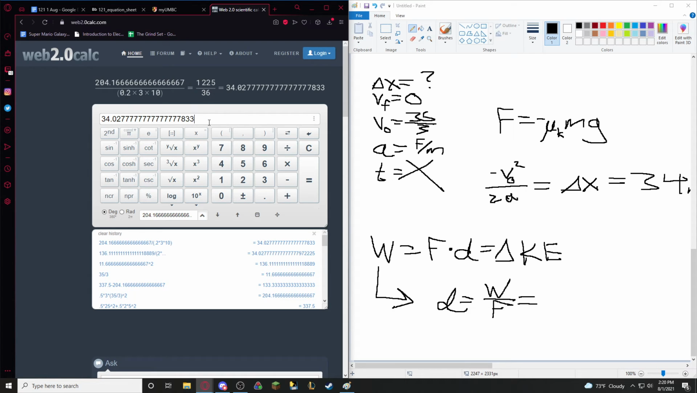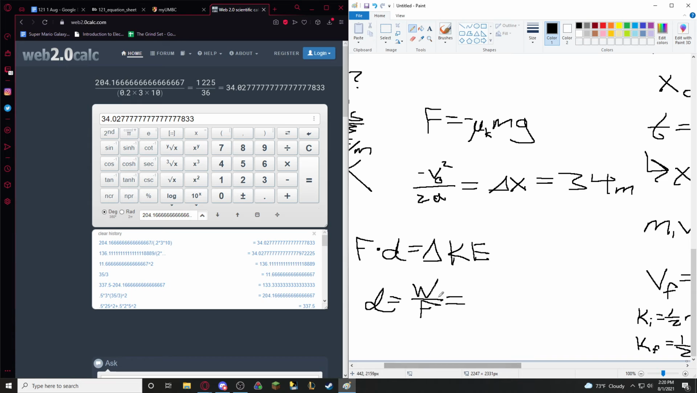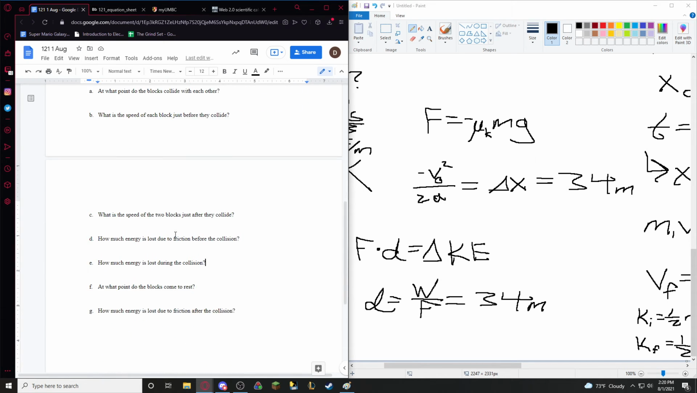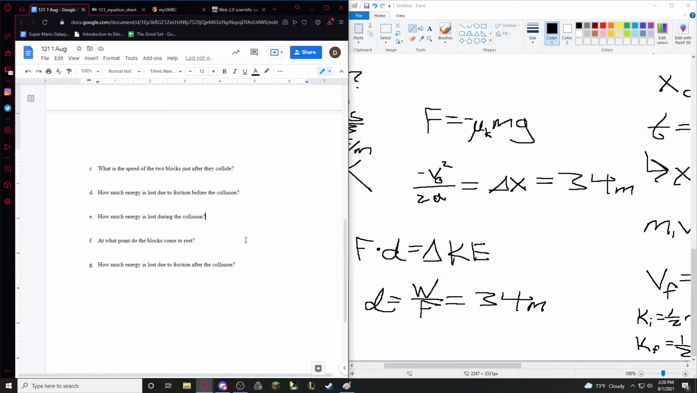Oh, interesting. We get the exact same thing. Because it's just two ways of approaching the problem. And so obviously, how much energy was lost due to friction after the collision? It would be the same as the initial kinetic energy, which was 204. Exactly. All of it.